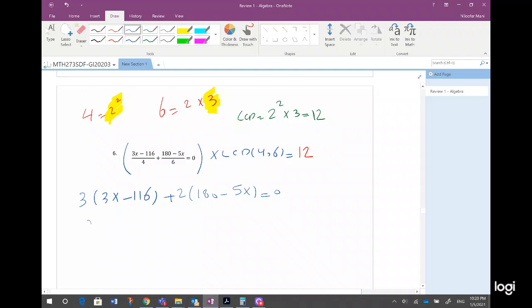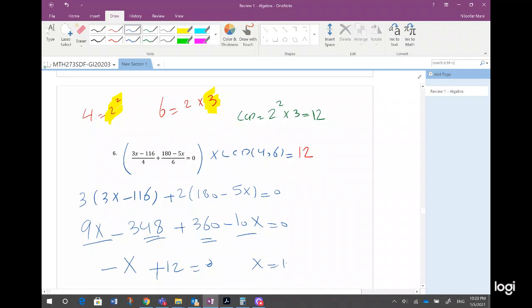Okay, so it is 9x minus 348 plus 360 minus 10x equals 0. So this and this, this and this. Okay, so minus x plus 12 is 0. Oops.